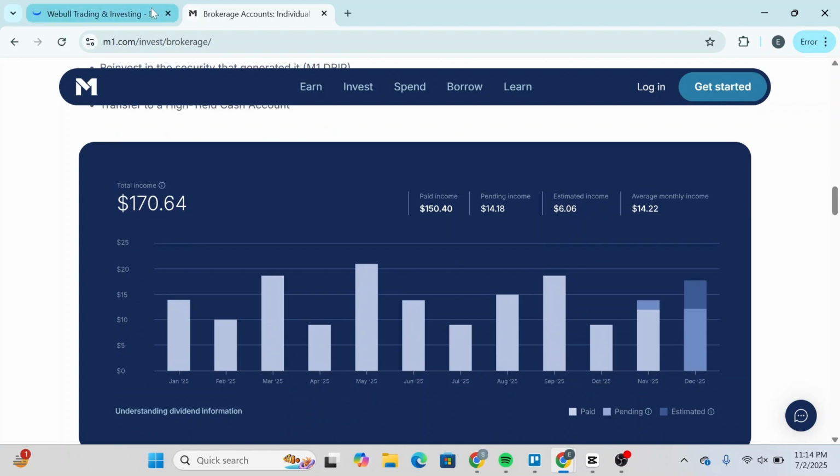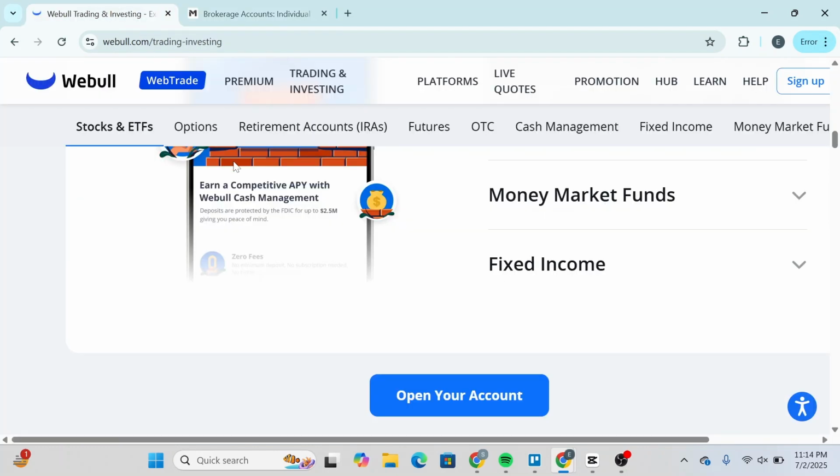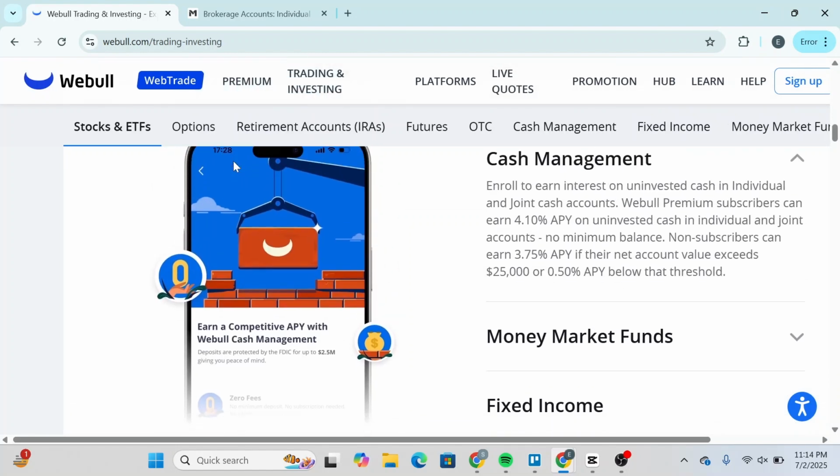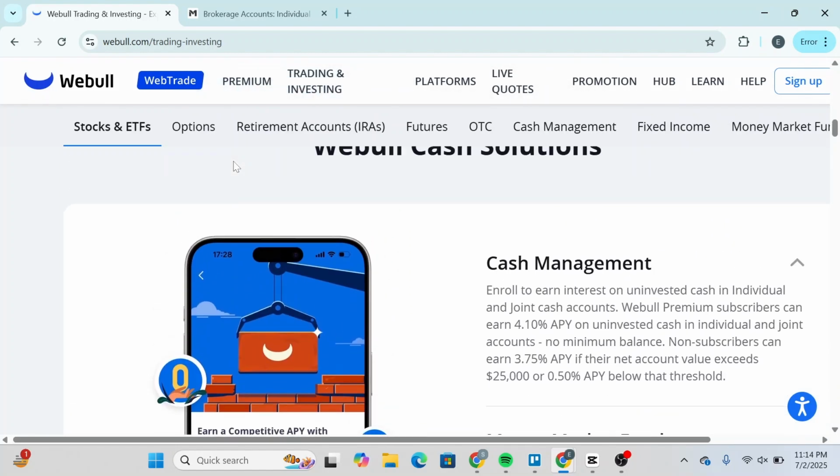Go with Webull if you're someone who likes active trading and wants direct execution control, needs real-time data, customizable charts, and fast-paced order types, and is interested in trading options, futures, or crypto in a more advanced trading environment.